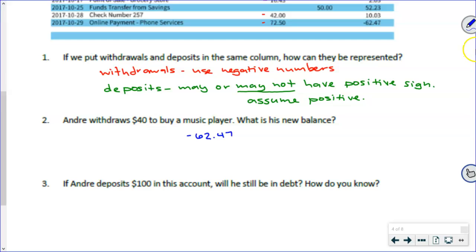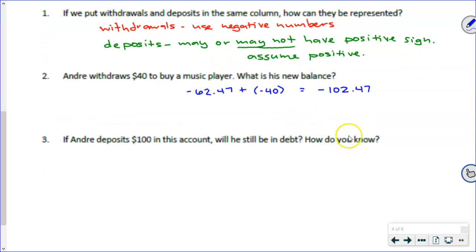What is it, Luke? His account balance would change to $102.47. Good. So we're withdrawing an extra $40, and now his account balance is, say that number again. $102.47. In the hole, right? In debt. Yeah, negative $102.47. Luke, your hand is still up. You have another comment? No, I can do the next question. You want to do the next one too? Let's see if there's anyone else who wants to. We know his new balance is negative $102.47. So if he deposits $100 in his account, is he still going to be in debt? Yeah, he is. How do you know he's going to be in debt?